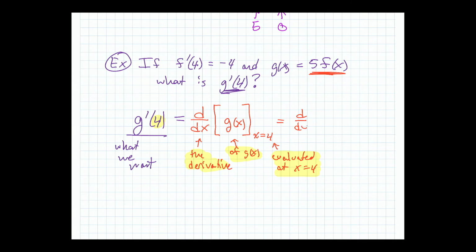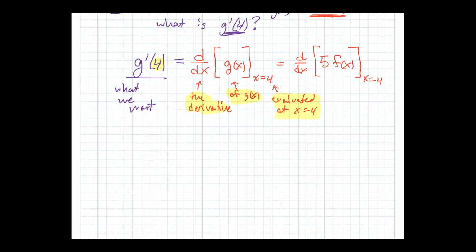Now, how would we do it from here? Well, you say d dx. I'm going to use parentheses instead of brackets. I don't care. Why not? d dx of 5f of x. That's because that's what g is, right? If you use parentheses like this, they usually will draw a vertical line and then put their x equals 4 there. If you use square brackets, then they'll usually not put a vertical line. They'll just do it that way. So d dx of 5f of x evaluated at x equals 4.